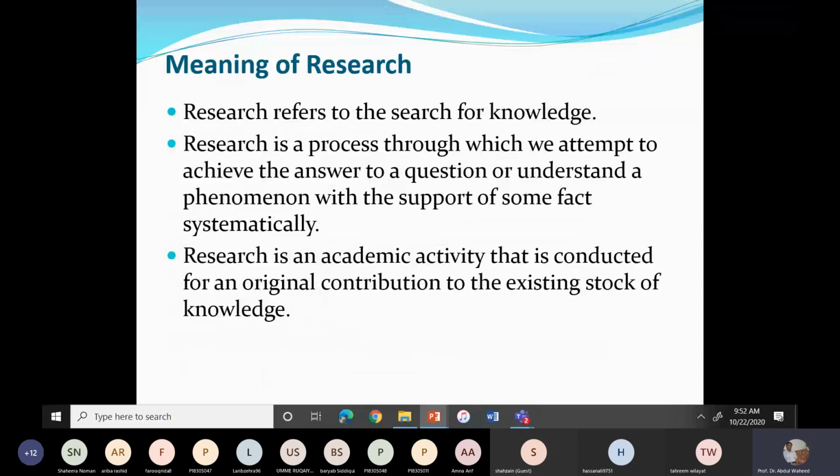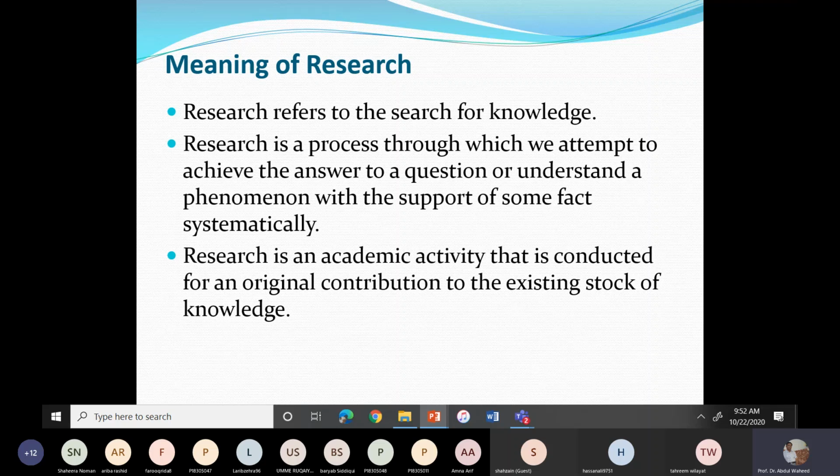This is about the meaning of research. Research basically refers to the search for knowledge. Knowledge exists, and then we try to find out that knowledge with our efforts. So we basically find out new ideas. We try to develop new theories, or we try to verify existing theories.